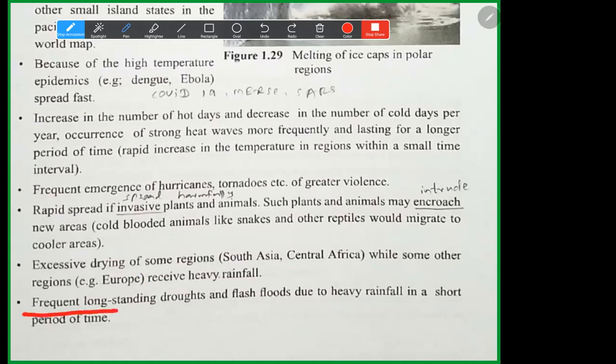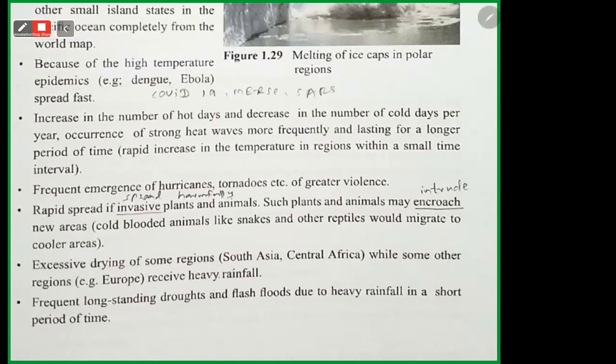Frequent long-standing droughts and flash floods due to heavy rainfall in a short period of time. That even happened to Sri Lanka, because we don't have exactly this rainfall pattern now. Even the government meteorological department cannot predict when it would rain, because it's changing.